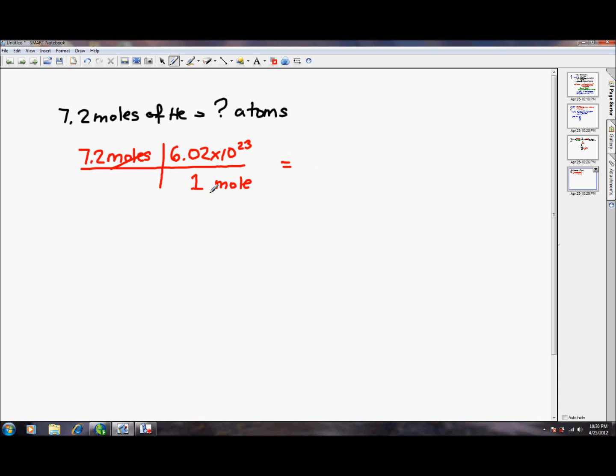Okay. Mole cancels, and I multiply. Remember, anytime we do this, you multiply across and you divide by things on the bottom. So this would be 7.2 times 6.02 times 10 to the 23 over 1. Please don't forget, when you are doing these problems, to use the EE button on your calculator instead of pushing the multiplication button and 10 to an exponent. You're going to end up with some very strange numbers if you try to do it that way.